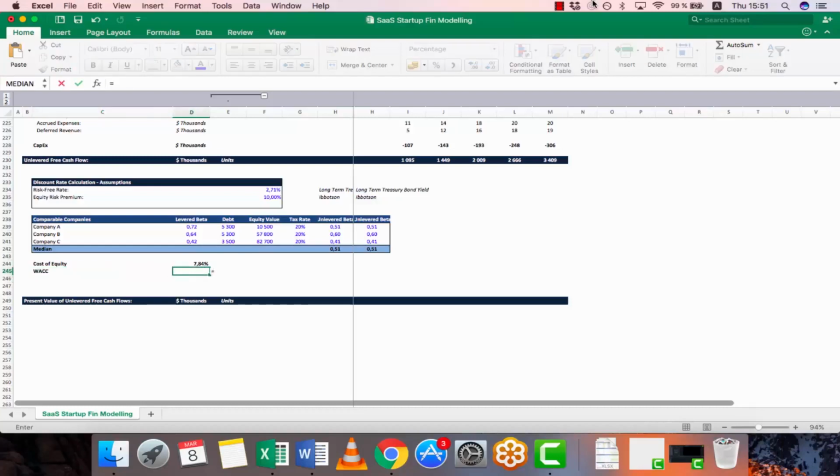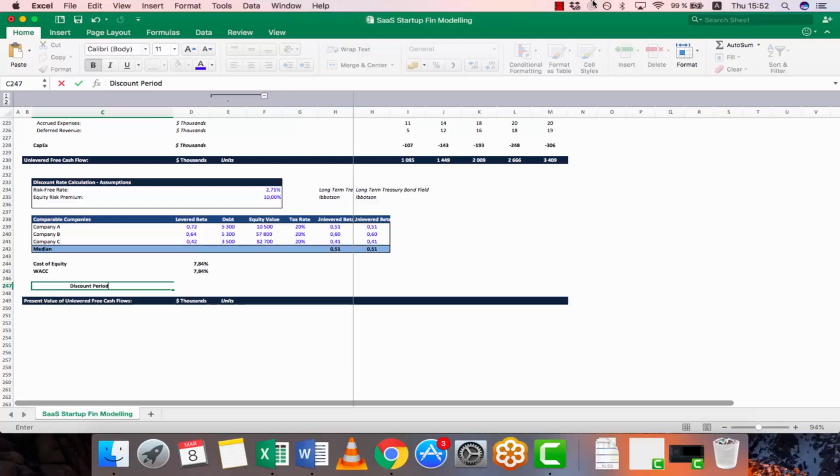Then weighted average cost of capital. So basically it's the percentage of equity multiplied by the cost of equity, plus the percentage of preferred stock multiplied by the cost of preferred stock, plus the percentage of debt multiplied by the cost of debt, adjusted for the tax rate impact. Since we don't have debt here and we obviously don't have preferred stock here, our WACC will equal the cost of equity.